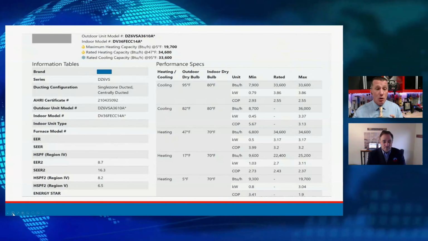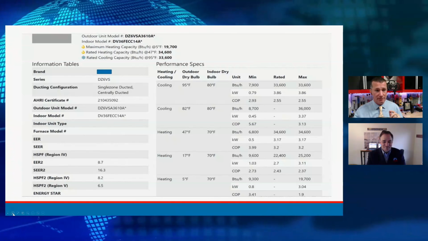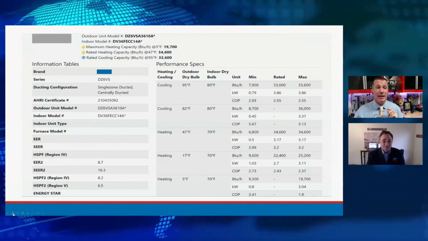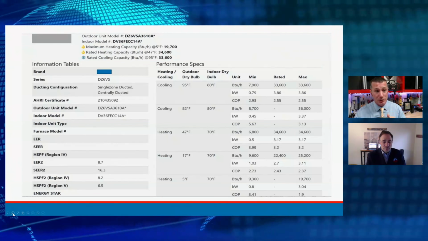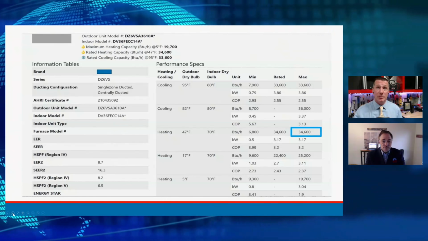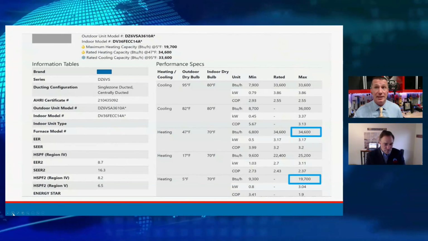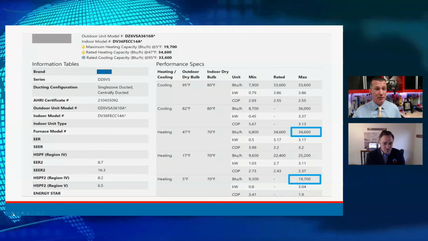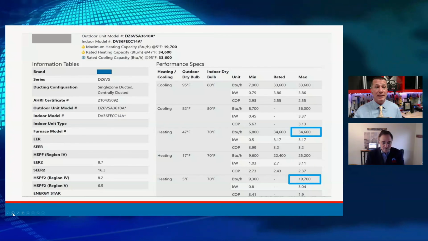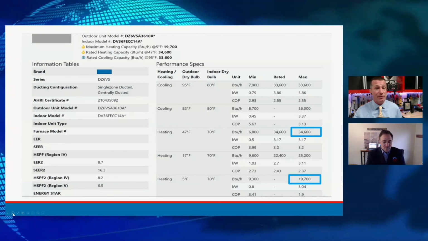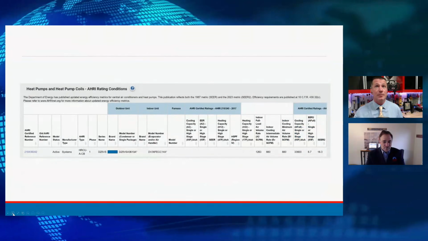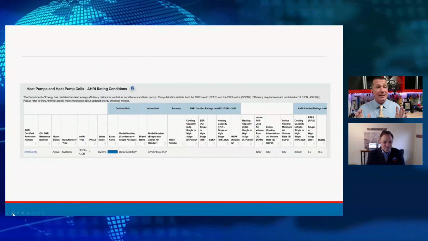But I have to go back to my installation manuals and verify exactly how much heat it has and what is the lowest temperature it will operate. So this particular one, there was that 34,600 at 47 and 19,700 at 5 degrees. That's a pretty significant amount of heat that can be produced in an hour off a heat pump at 5 degrees.